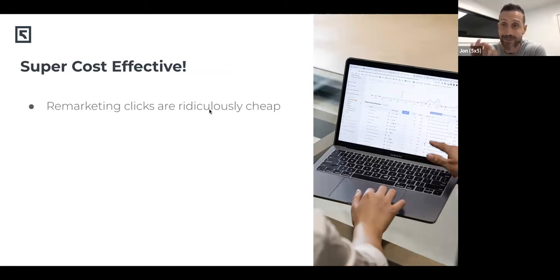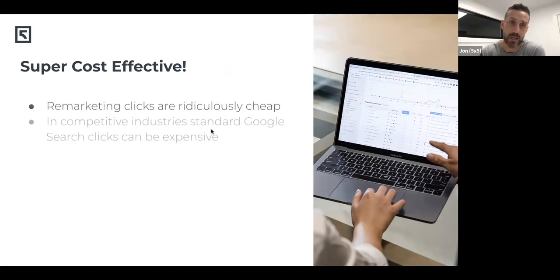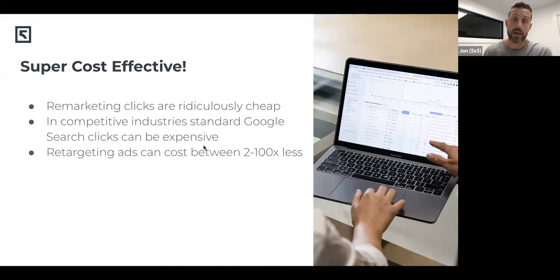Remarketing clicks are ridiculously cheap in the scheme of things. So if you're running a paid search campaign, they can be very expensive depending on the industry. Industries like law, any sort of professional service style stuff, people are paying like $10, $20, $30 a click. It can be ridiculously expensive. The thing with retargeting ads, basically we can get that cost down to anywhere between half to 100 times less. And I'm going to show you some stats around that with some different businesses.